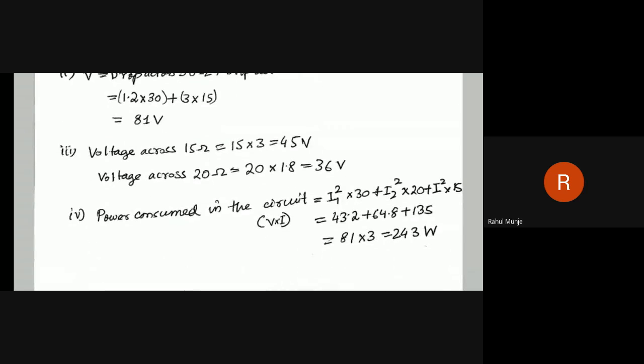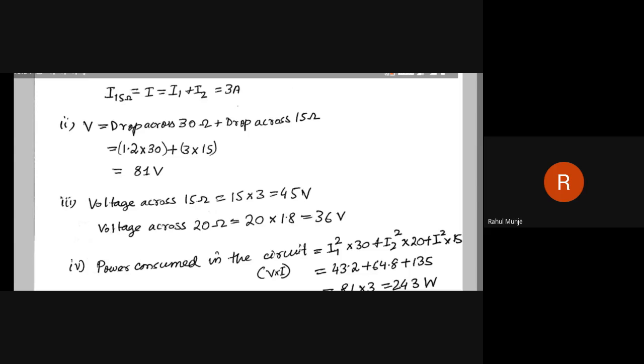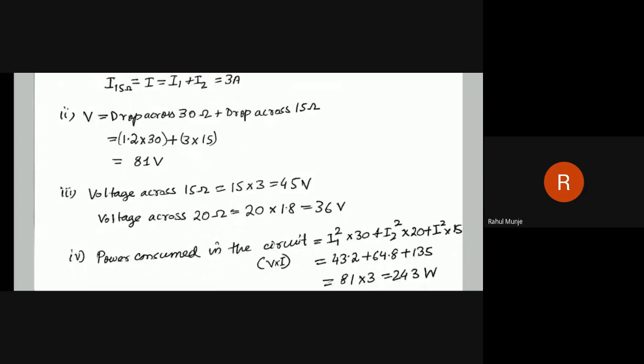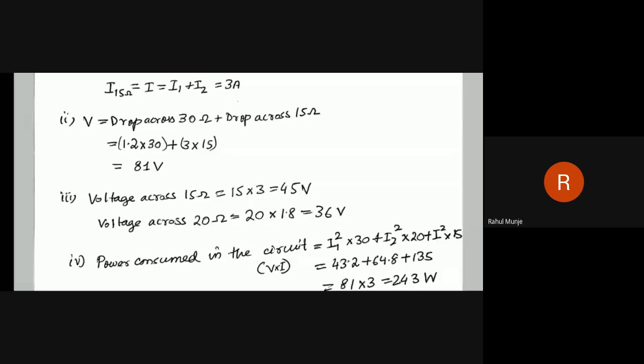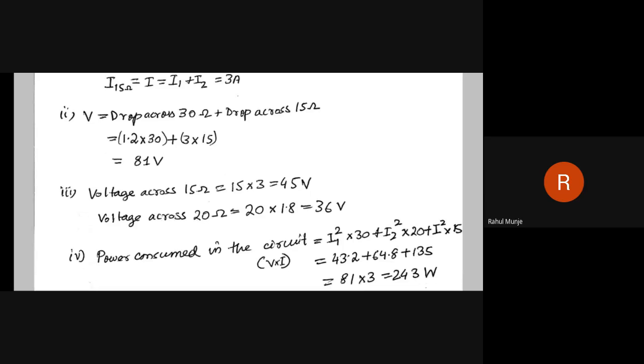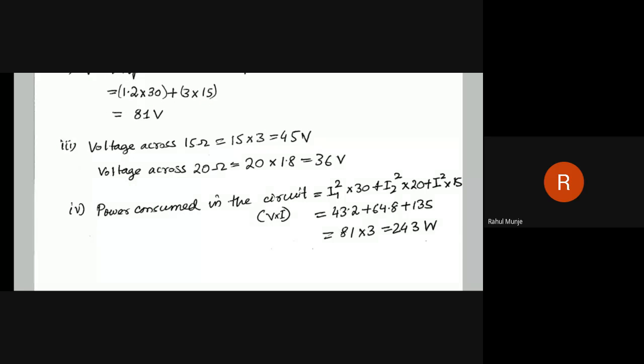Now they have said find the voltage across 15 ohm and 20 ohm. So 15 ohm we already found out: the voltage will be 3 into 15, which is 45, and across the 20 ohm, this upper part, obviously it is also found out, it is 36 volt. And the power consumed is separately calculated as I square R plus I square R plus I square R. So you add up all the I square R's and you get the total value.